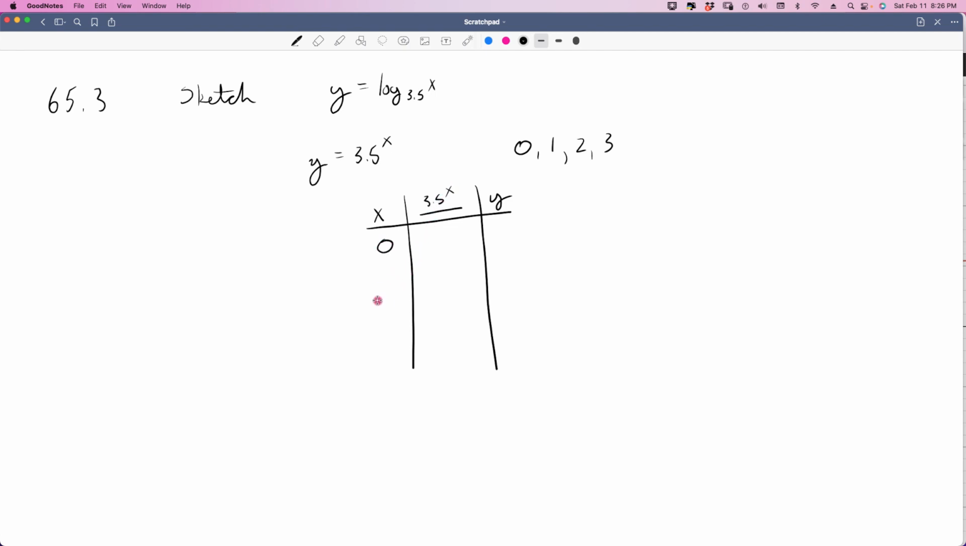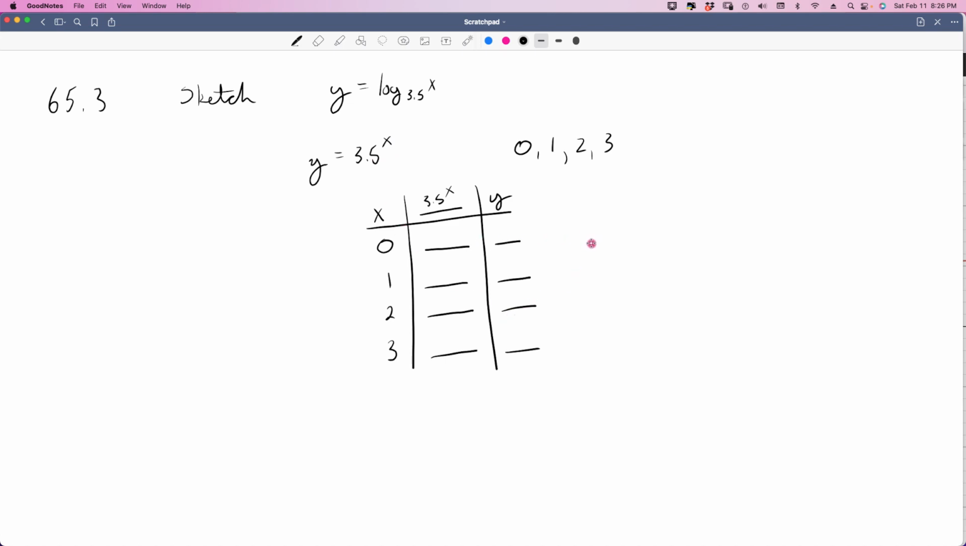And then I would have 0, 1, 2, and 3 here, and I'm going to have blanks in the other cells. And then that is going to give you the values here.